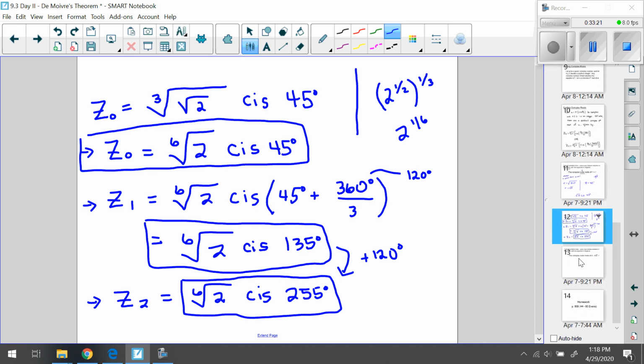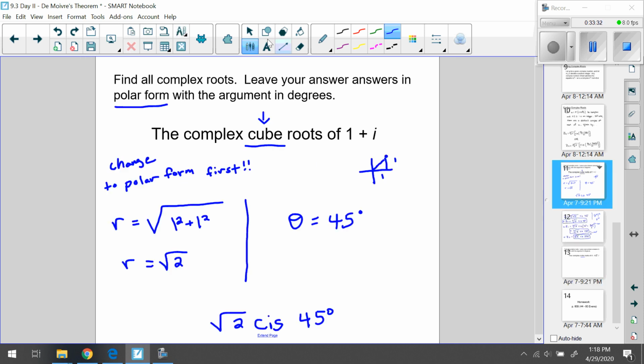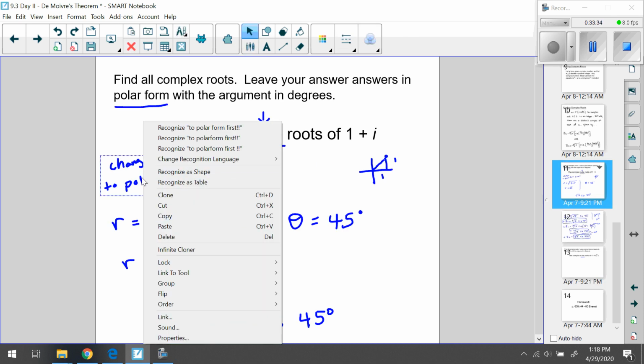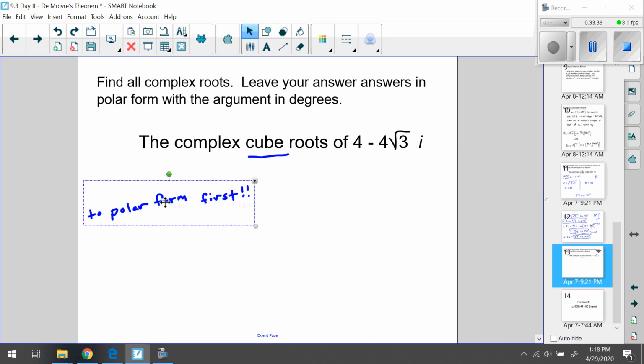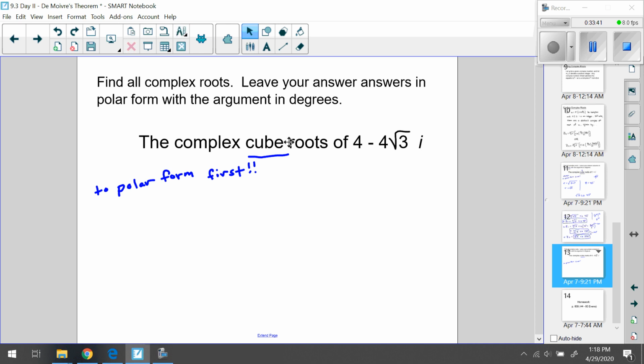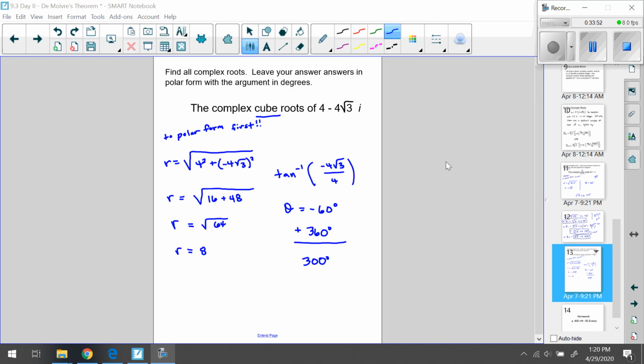So here I've got one more example. We should be able to go through this a little bit faster. This one's asking for cube roots again, so we should know that we'll have 3 answers once more. Remember our same advice from before: always change to polar form first. I believe all of the problems in the second half of the assignment will not be in polar form, so I would do that first. I'm going to pause the video and do that just to save a little time.